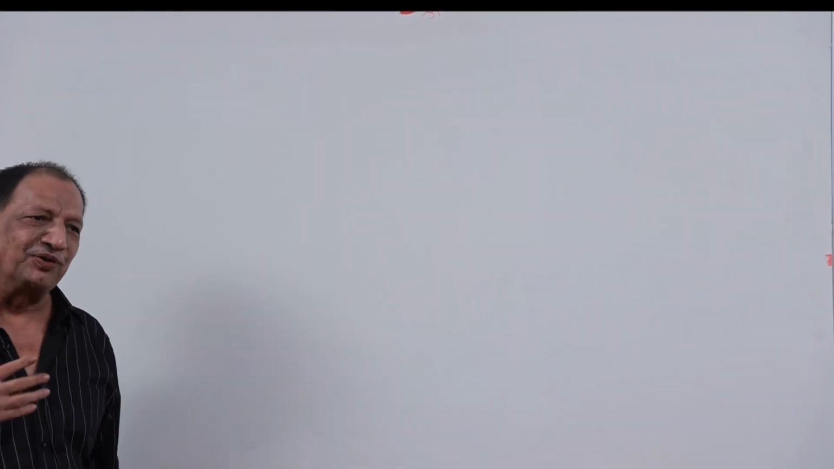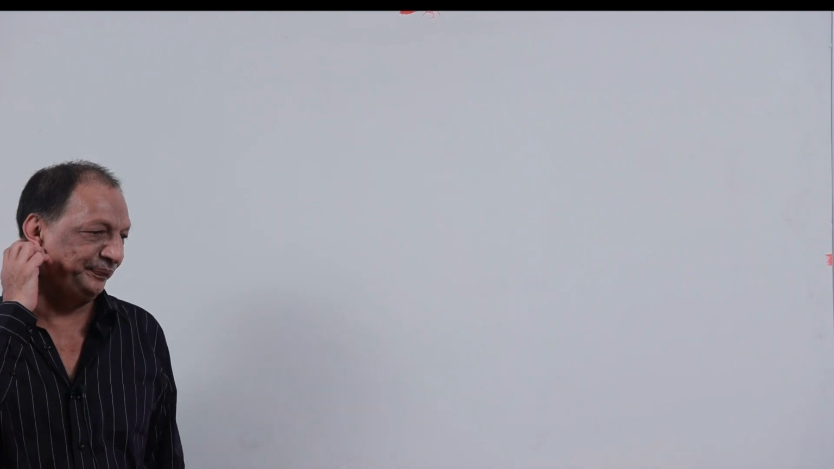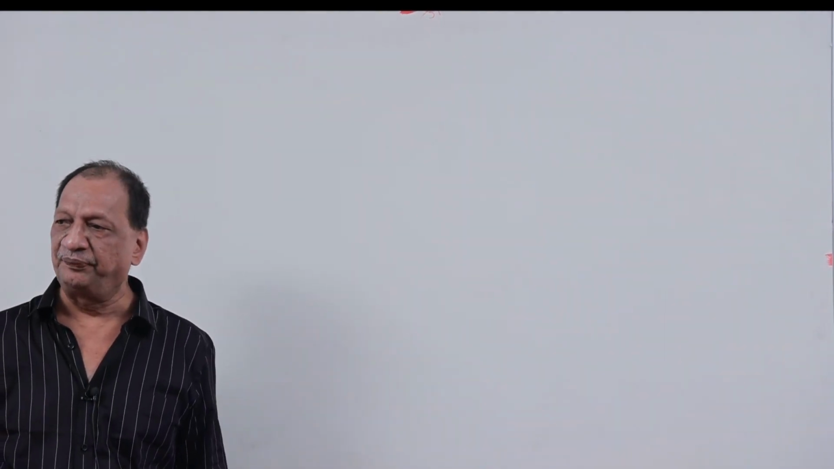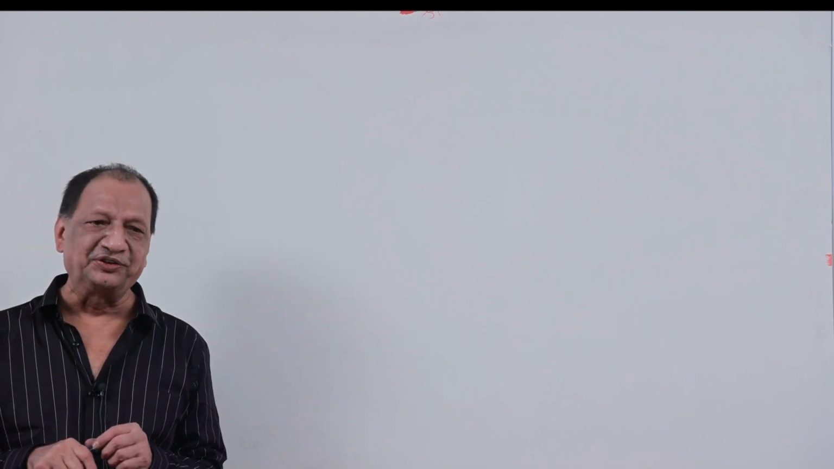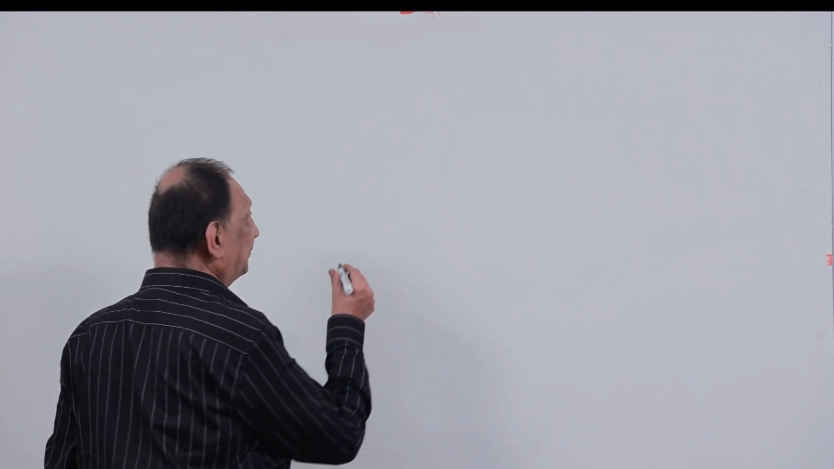Okay. Next we go to the next, after medians, orthogonal bisectors and angular bisectors, we go to the fourth type of lines, which are altitudes of the triangle. Altitudes of the triangle, right? So what is an altitude?